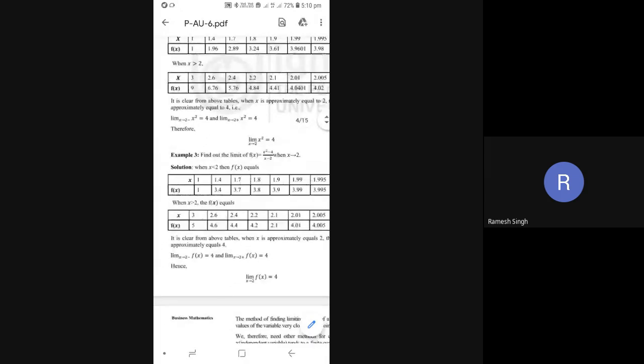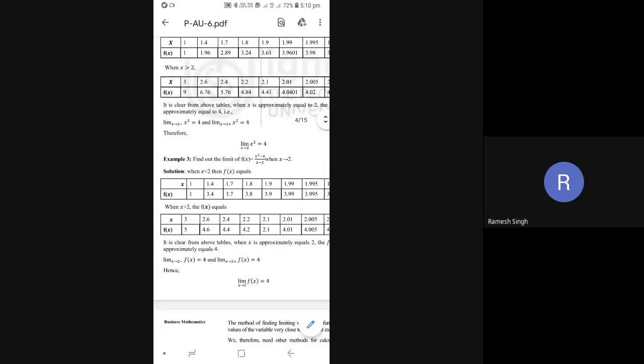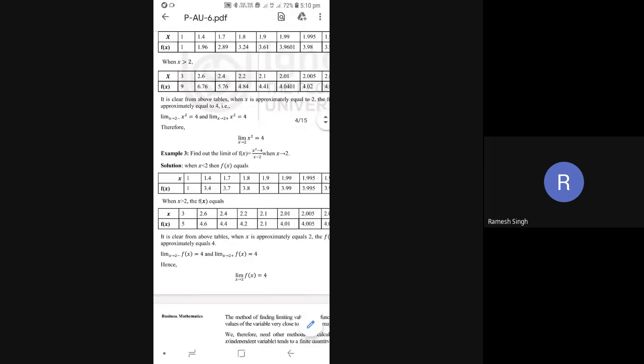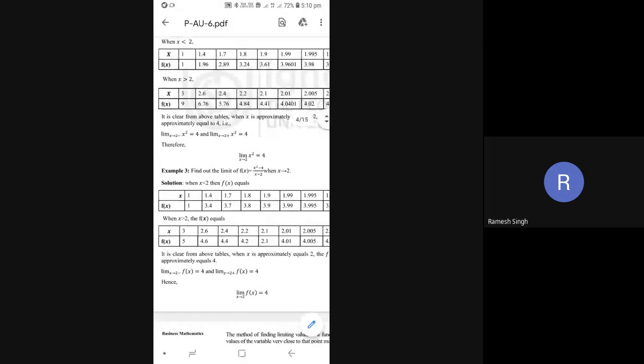Okay. So suppose one side is negative. If x is less than 2, that means it is the negative side. And if it is greater than 2, that is the positive side. So here you see, first one, less than 2. If x is taken 1, in the following equation, that is x square minus 4 divided by x minus 2, if you put the value 1 here, it will obviously come 1.